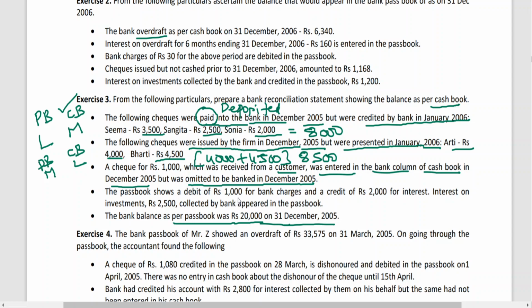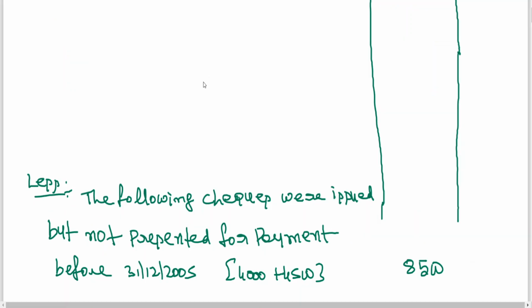So what do you mean by that? The check received from a customer was entered as if the check is being deposited, but in fact the check has not been sent to the bank for collection. If you don't send the check you receive to the bank, how can the bank credit your account? So obviously the passbook is showing less, the cash book is showing more, am I right? Because the deposit entry is there in the cash book but not in the passbook, it is to be added. How much is to be added? 1,000 rupees is to be added.